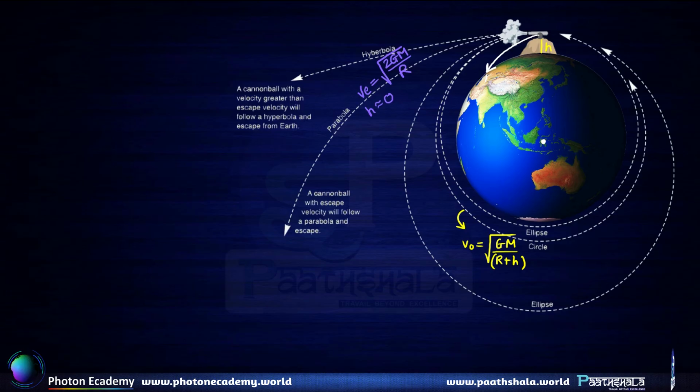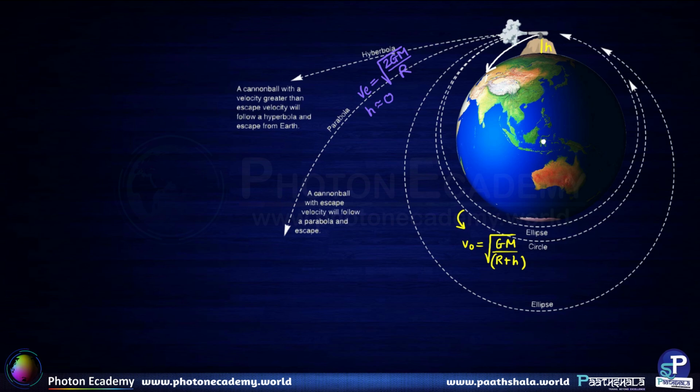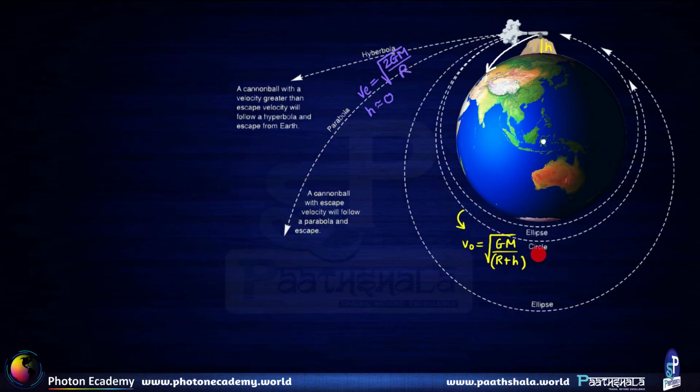So if we do fire with Ve, then this particular cannon is going to go along this parabolic trajectory, and it will escape to infinity. It will escape Earth's gravitational pull and it will move to infinity. So if we fire with greater than Vo but less than Ve, then it will follow an ellipse that is larger than the orbital circle. So this is the orbital circle along which it will move if the cannon is fired at Vo velocity.